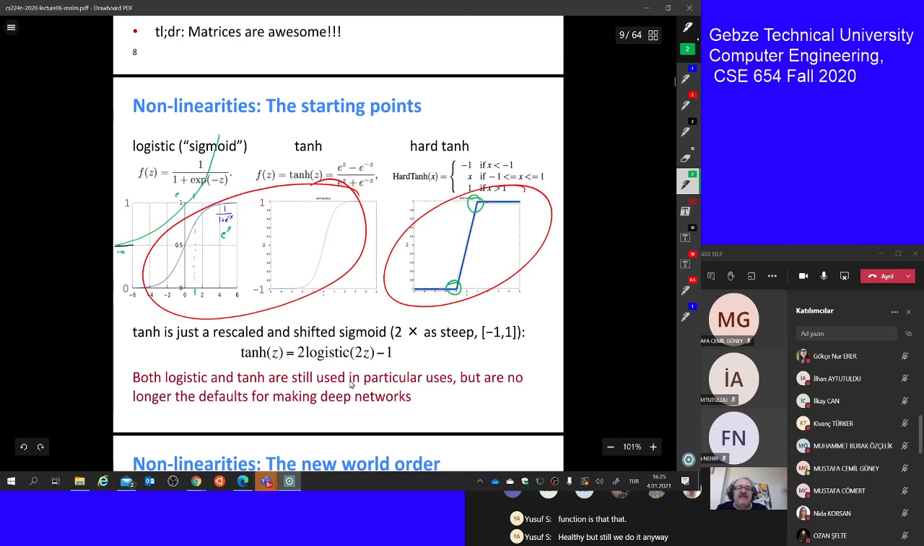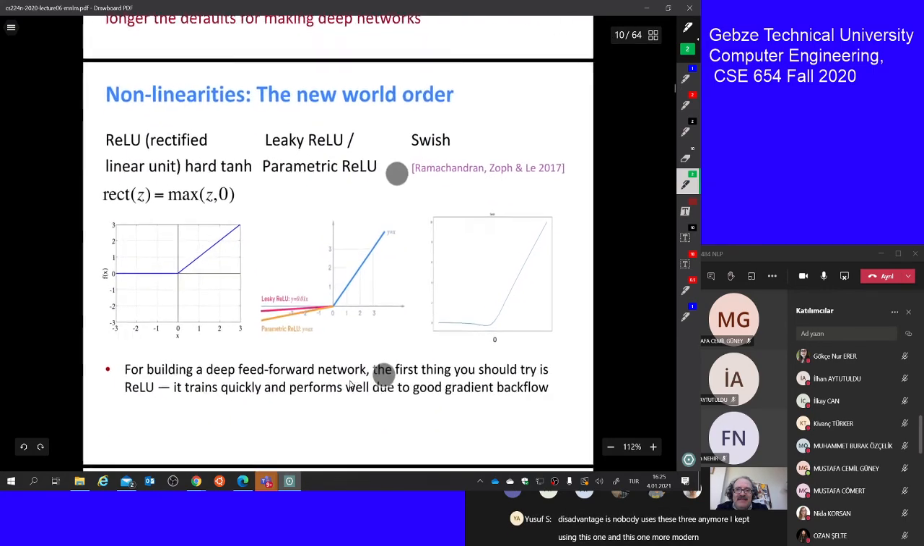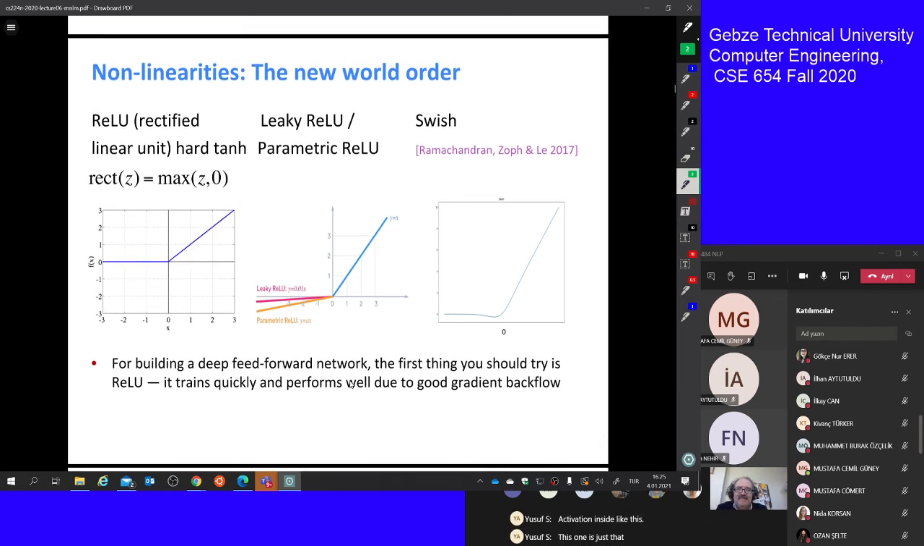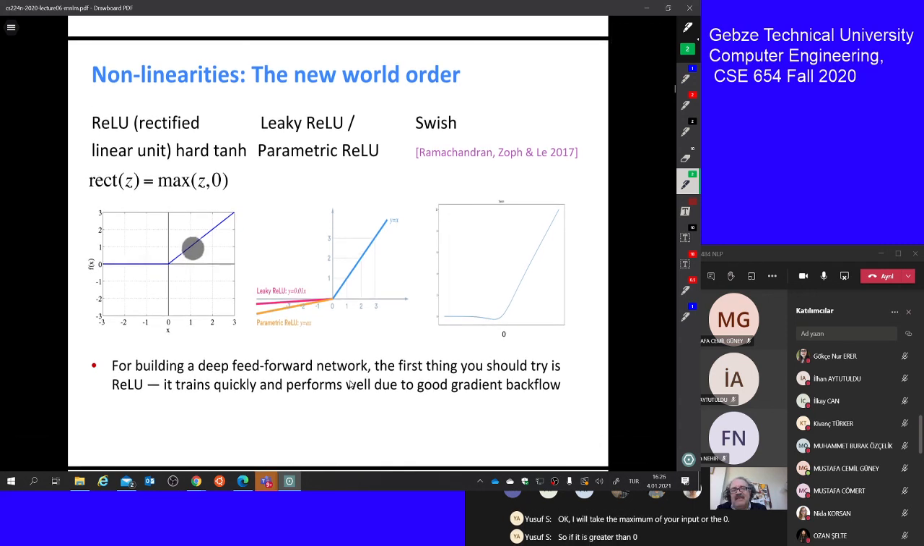Anyway, whatever the advantages and disadvantages, nobody uses these three anymore. I kept using this one and that one. More modern activation units are like this. This one is used a lot: the rectified linear unit. This is a very, very simple function. It is max(z, 0). Whatever your input is, I will take the maximum of your input or 0. If it is greater than 0, it's just linear, the most linear thing in the world. If it's less than 0, it is like that.